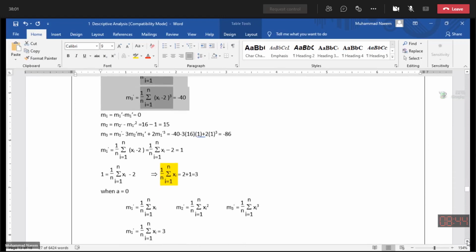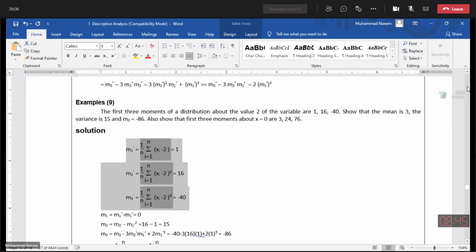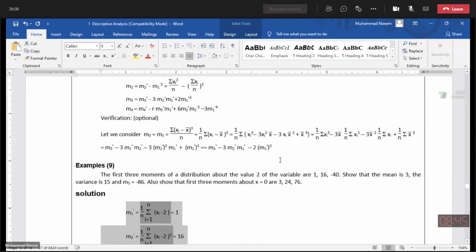As we have relations, what we need in this case is that the mean is 3, the variance is 15, and M3 is minus 86. What is M3? M3 is the third moment about the mean. Further, also show that the first three moments about origin are 3, 24, and 76.